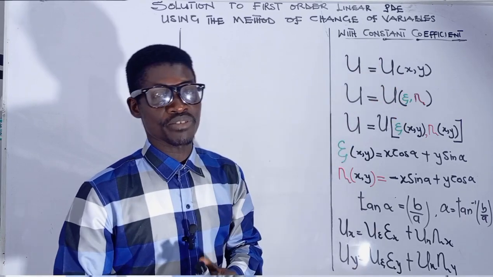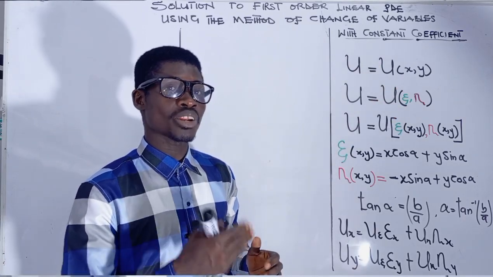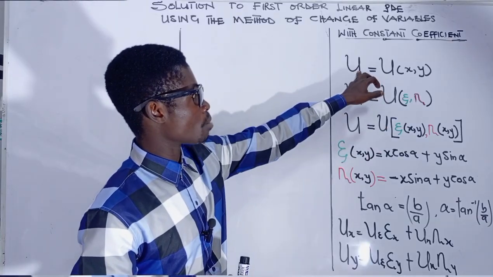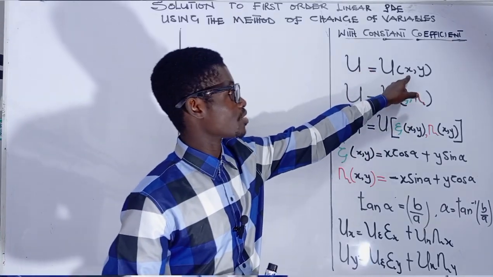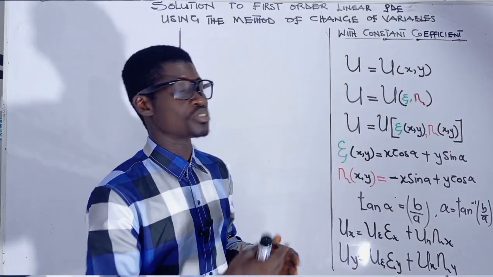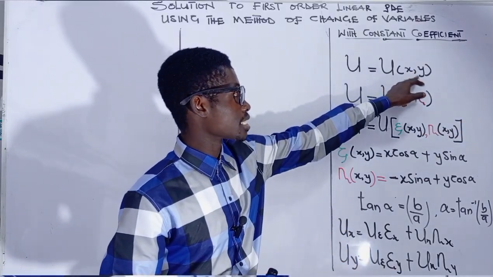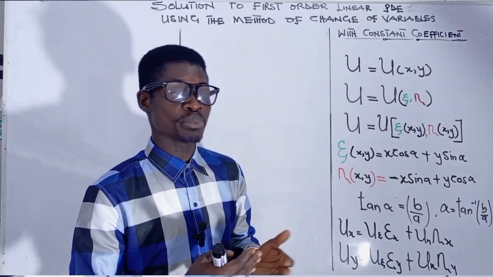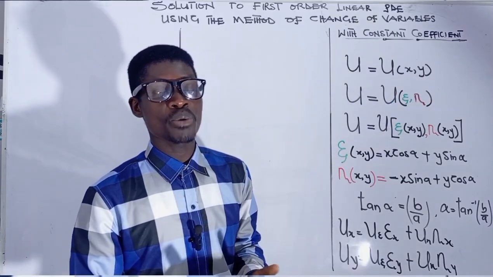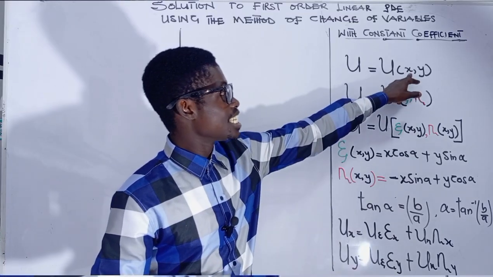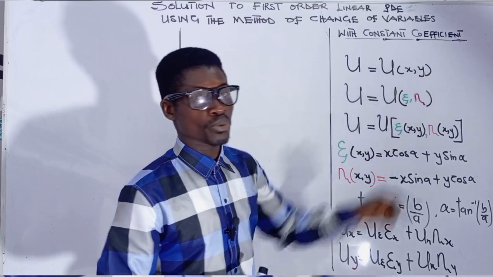Now, all along in our previous lessons, we have been making use of the dependent variable u, which is a function of x and y. The unknown function u is expressed in terms of x and then y. Under the change of variable, as the name implies, we are going to introduce new variables to replace the independent variables x and y.